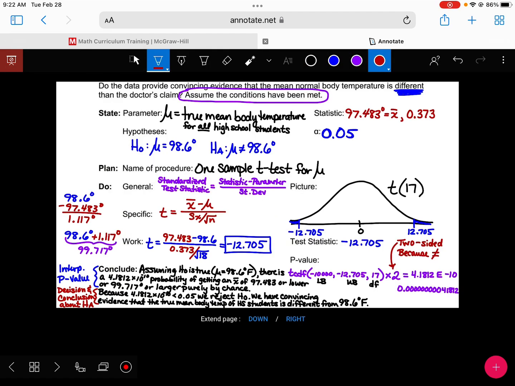That is a ton of stuff on that screen there. Super tiny writing. Sorry, guys. Does anybody need me to leave this up a little bit longer?